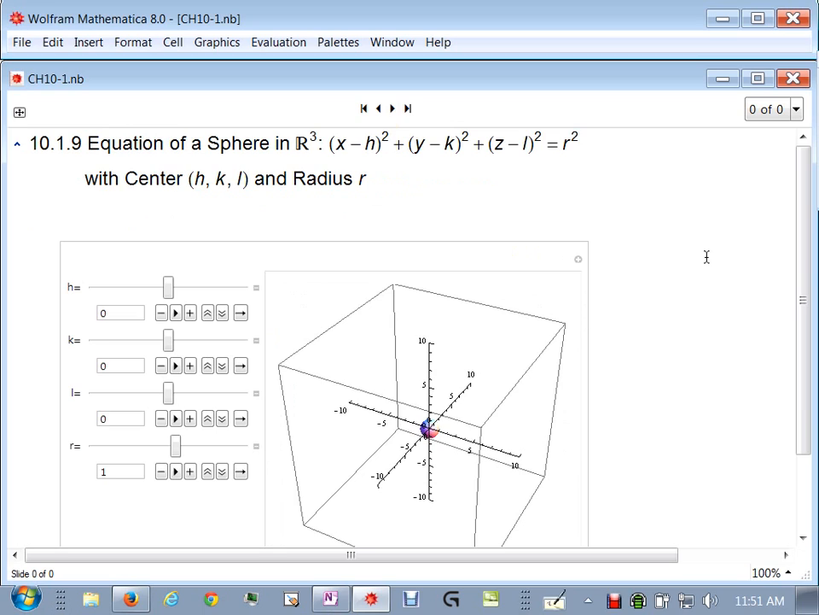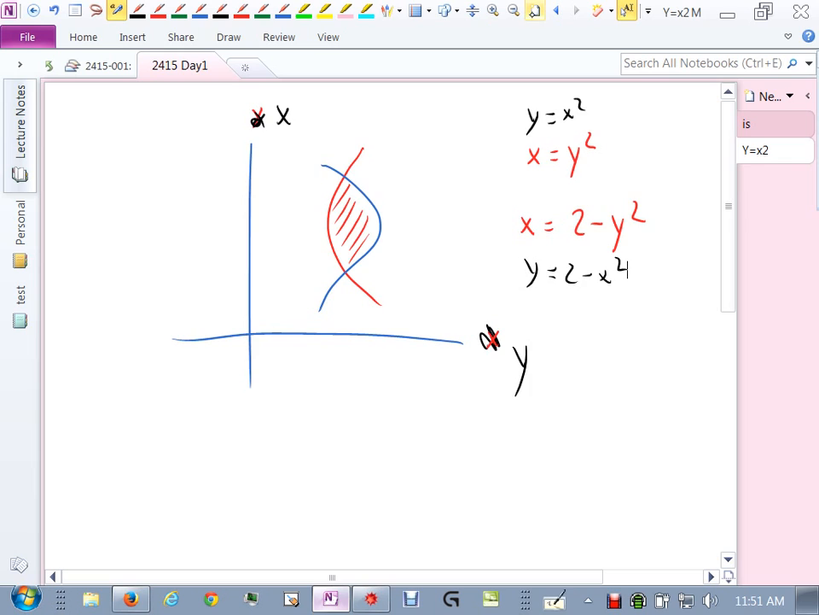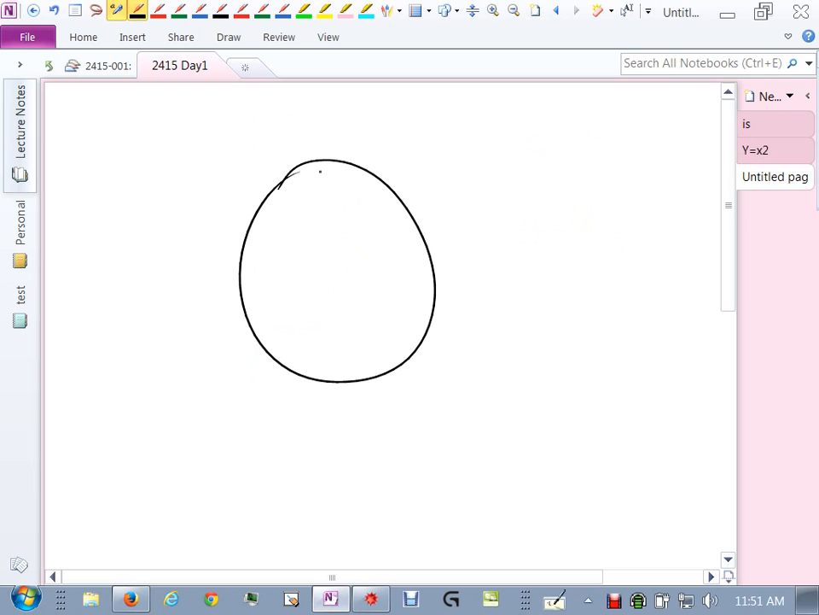And now the first real big equation of a geometric shape in three-dimensional space, and that's a sphere, is one of our most basic shapes. A sphere in R3 has the equation x minus h squared plus y minus k squared plus z minus l squared equals r squared, where h, k, l is the center of the sphere and r is the radius. This looks familiar also, doesn't it? You should remember from equations of circles in 2D.